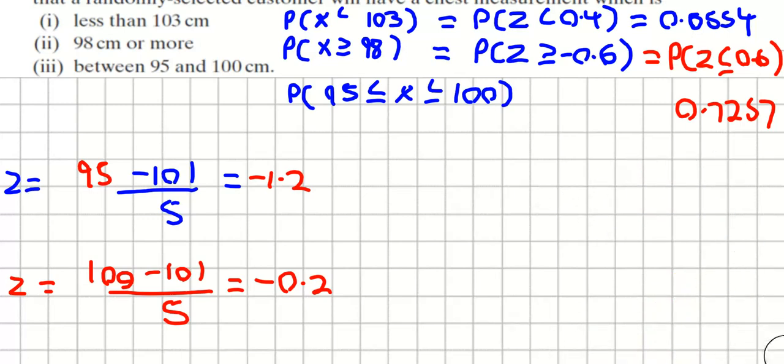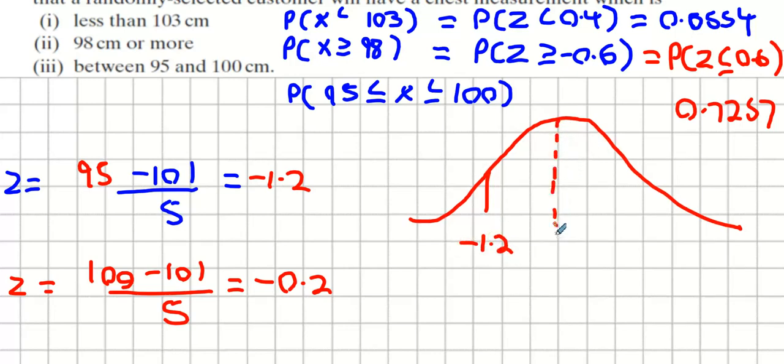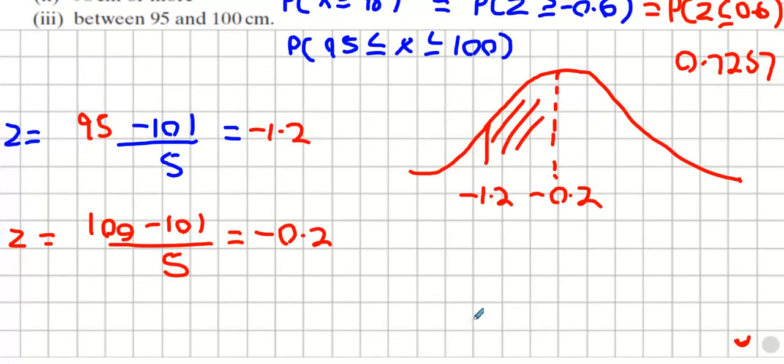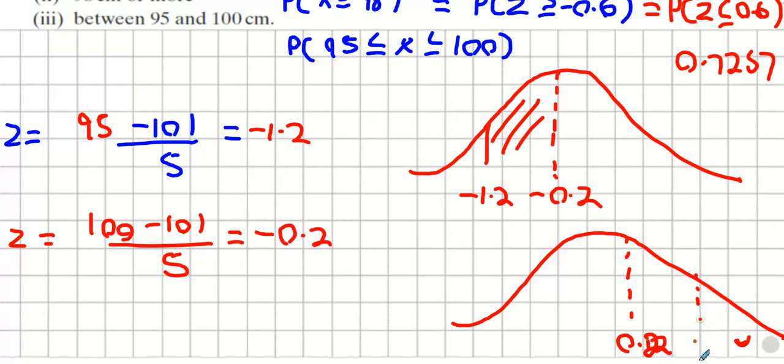Ready for this? Okay. So for me, this looks like minus 1.2 is over here. Minus 0.2 is very close to the center. Everybody see that? I think this region here is exactly the same size as 0.2 going to 1.2, yeah?